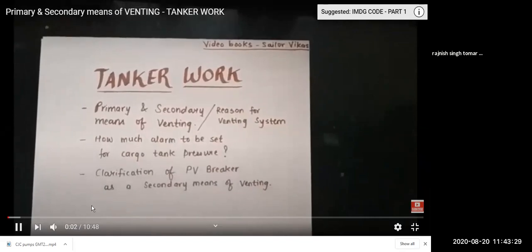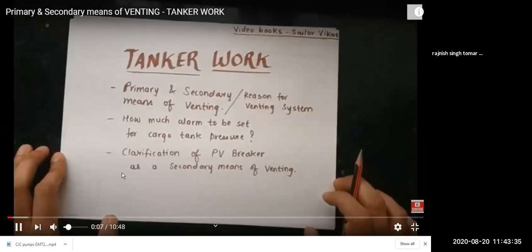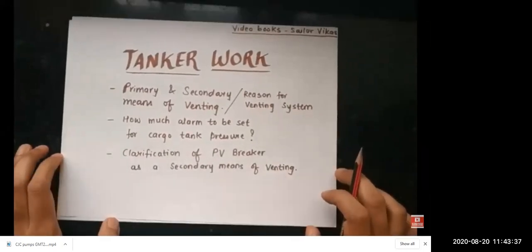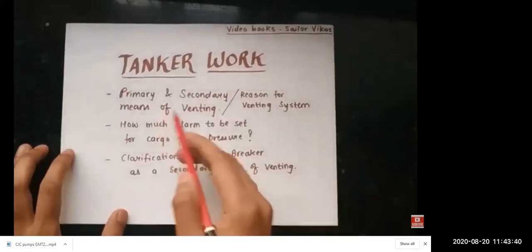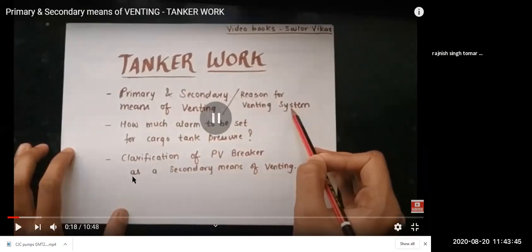So let's see primary and secondary venting system, and how much alarm settings we will do. So every cargo tank, when you are loading the oil, there will be some pressure, correct? Yes, sir. And for releasing the pressure, we have PV valve, correct? Yes, sir. But if PV valve is not working, in IG common line, we have PV breaker, correct? But if PV valve is the primary means, then we should have a secondary means, that is the SOLAS requirement.